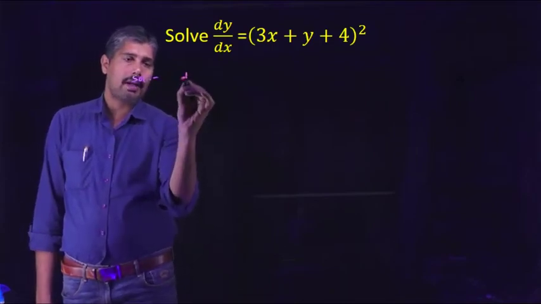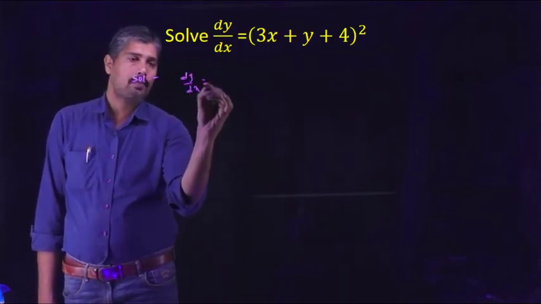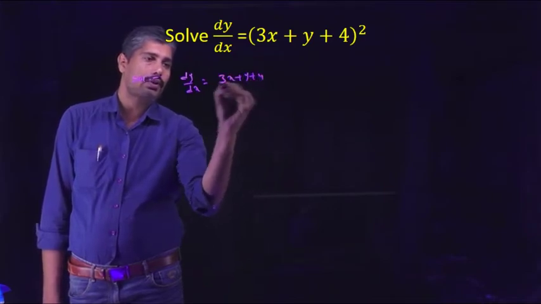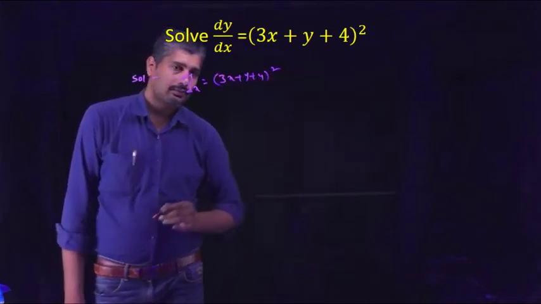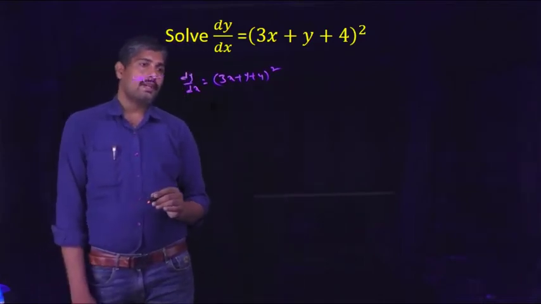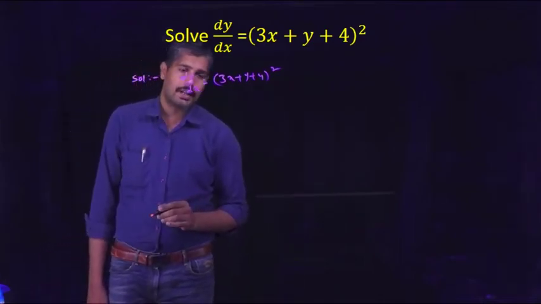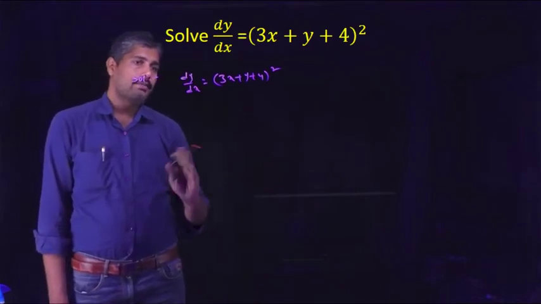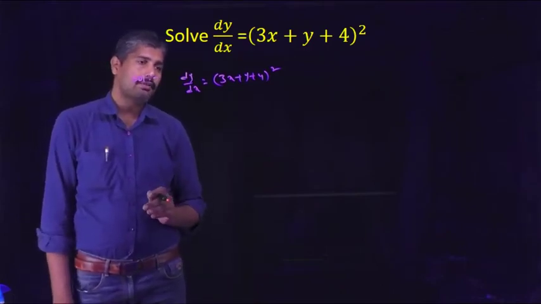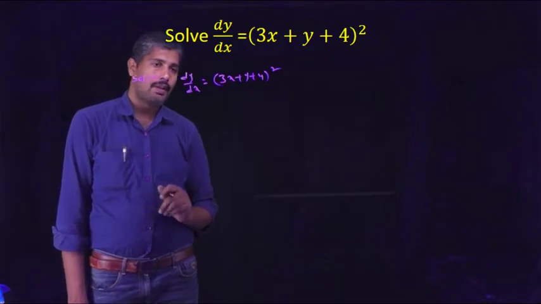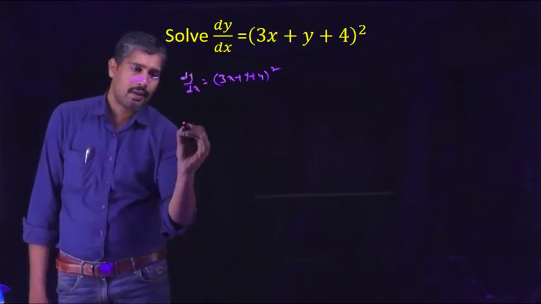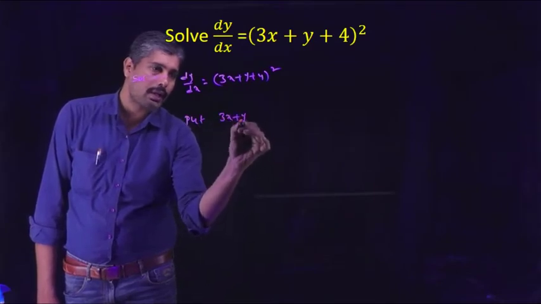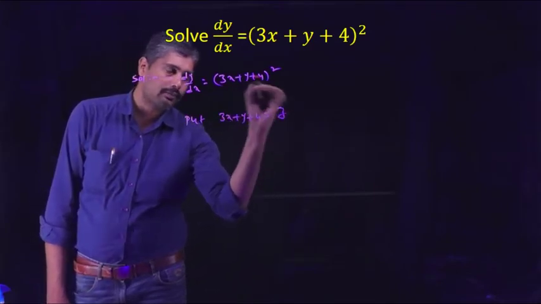dy by dx equal to (3x plus y plus 4) whole square. Here, separating x and y, is that possible or not? Just see. Separating x terms and y terms, is that possible? Not possible. That's why we put 3x plus y plus 4 equal to z.